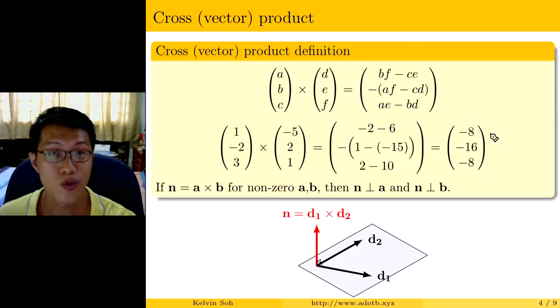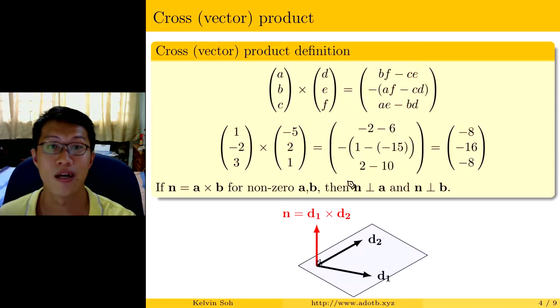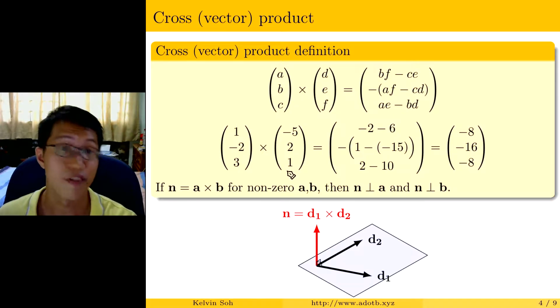The answer is a vector, so the cross product is also sometimes referred to as the vector product, compared to the scalar product, in which we have a final answer as a scalar. So why do we define the cross product this way? The reason is it gives us something very special.